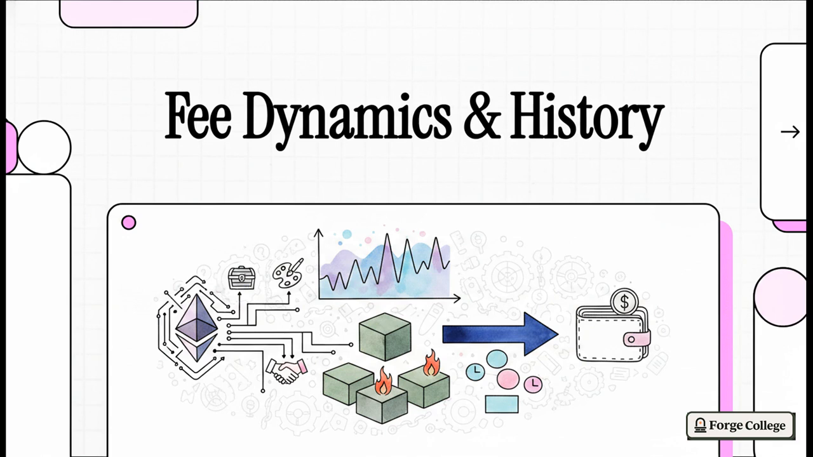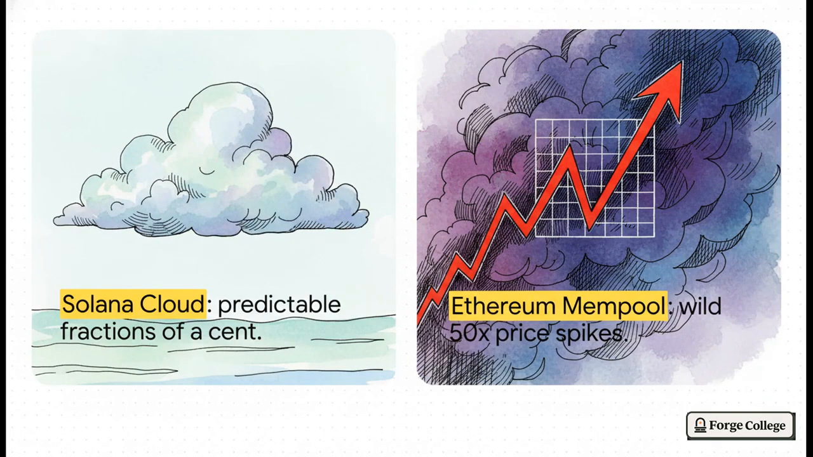Now, if you hung out with us for our previous lesson, we were setting up Solana Cloud tools. And in that environment, we got very used to fees that were highly predictable and cost just tiny fractions of a cent. It was peaceful, really calm. But over here in the Ethereum mempool, yeah, it's a slightly different story. Get ready for some serious financial whiplash, because we're talking about 50 times price spikes in a matter of minutes. It sounds wild, I know, but I promise you it is not random. And today, we're going to learn exactly how to read the madness.